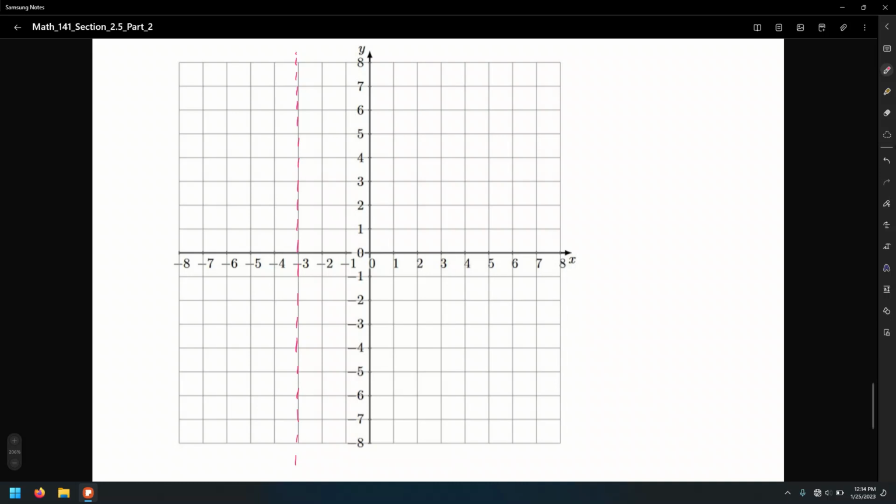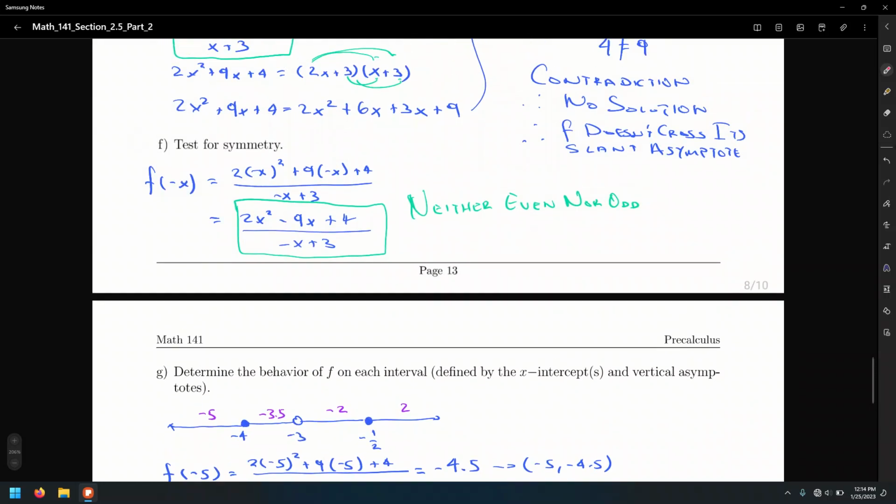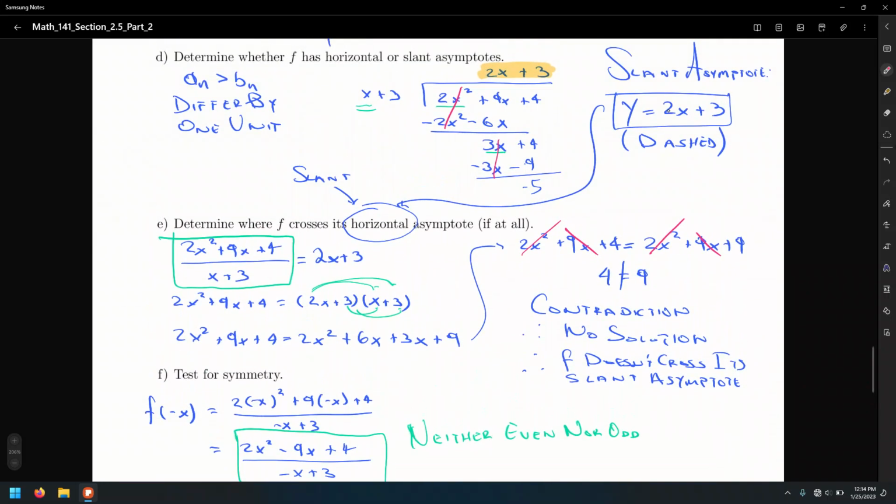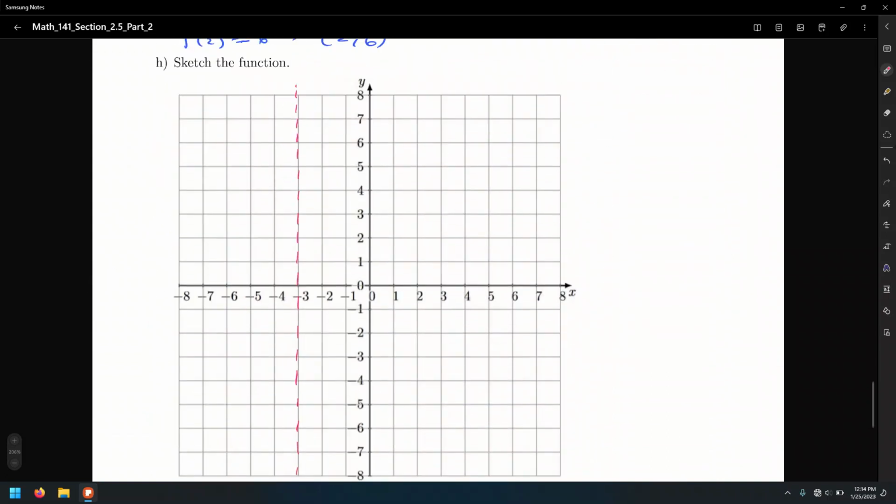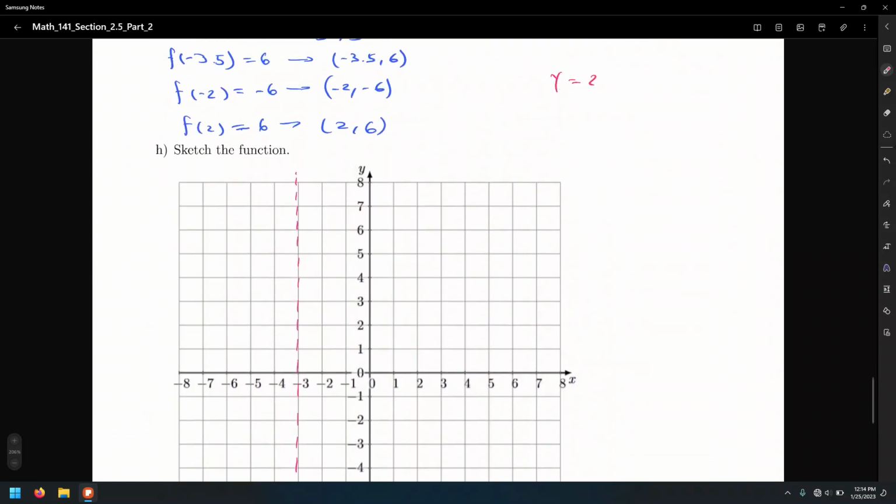So in this case, let's go back and refer to that equation. The equation 2x plus 3. Let me write it down again. y equals 2x plus 3. So all we have to do in this case is draw a diagonal line using the y-intercept and the slope.